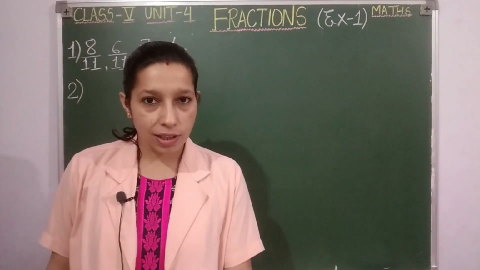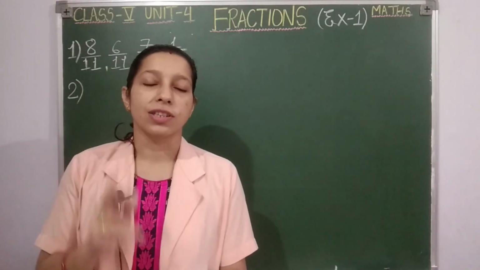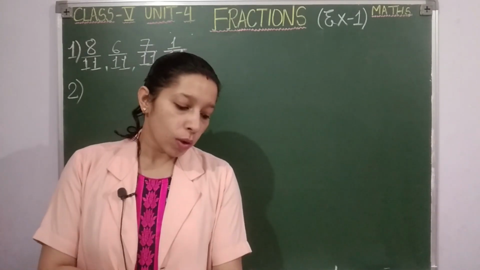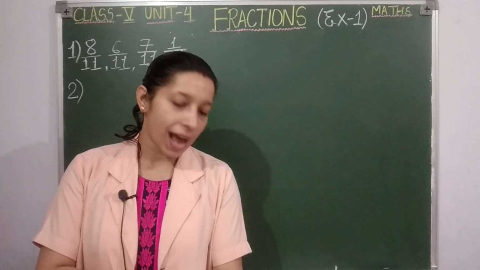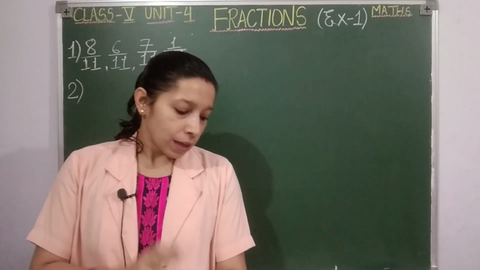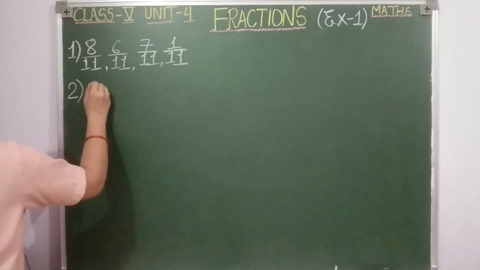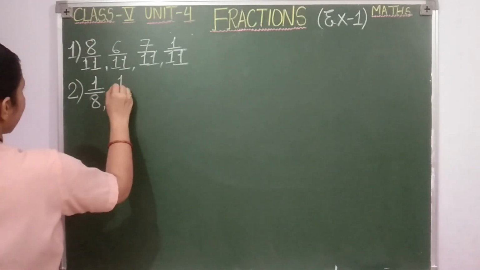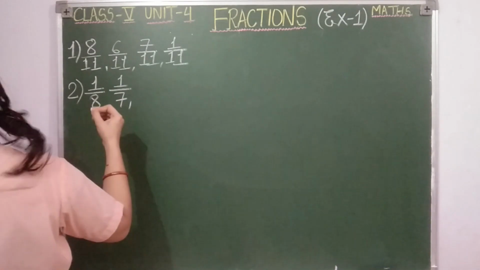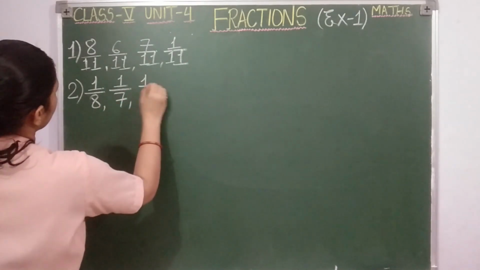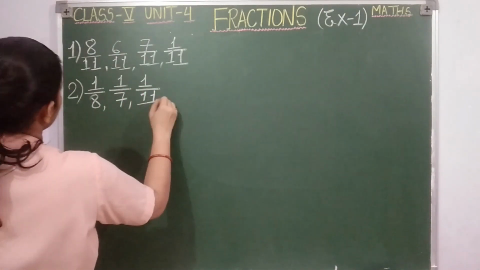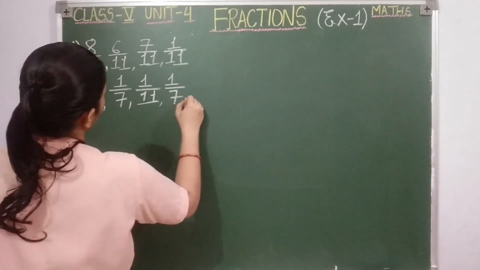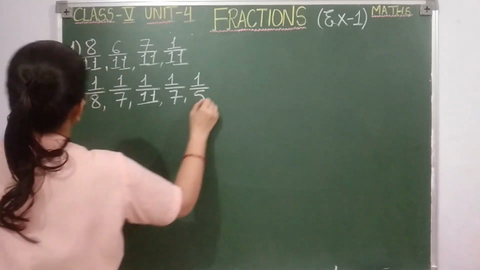Circle the unit fractions in the following. So students, unit fractions means such fractions which are written with the numerator as 1. So here circle all the fractions which have numerator as 1. So let us circle 1 upon 8, then 1 upon 7, then 1 upon 11, then 1 by 7 and 1 by 5. So here you can see all the fractions are unit fractions.